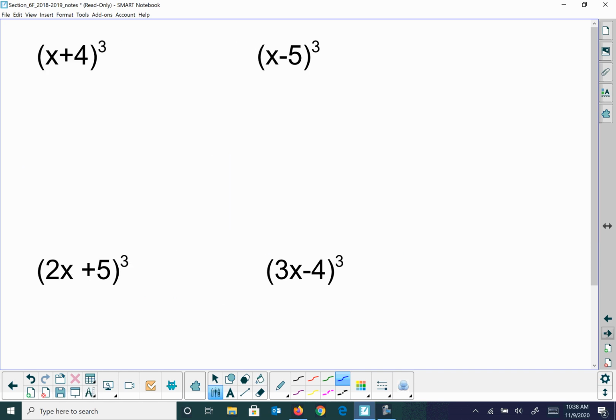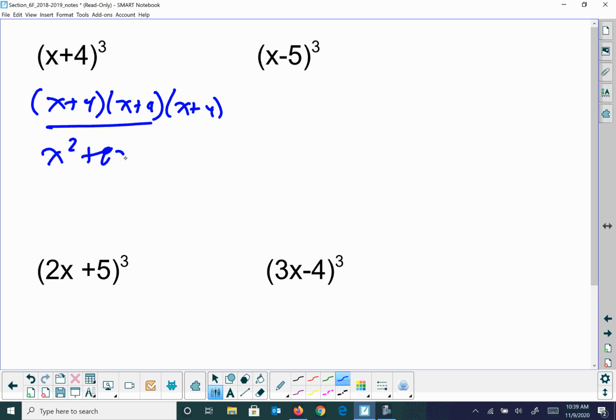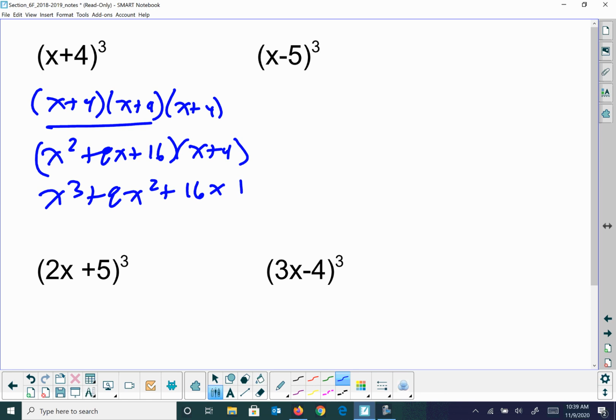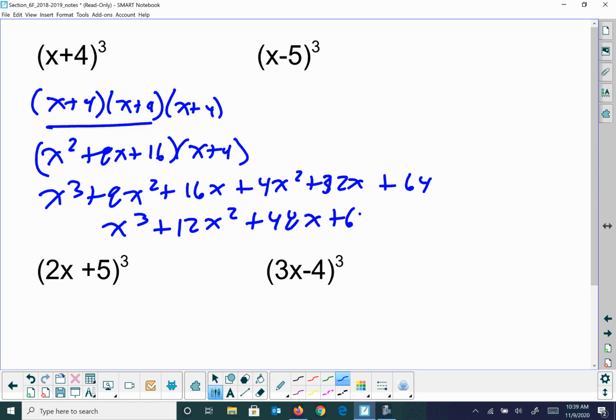All right, these are all going to be done the same way. You're just going to multiply out x plus 4 times itself 3 times. Do the math where you pick the first two, and then multiply by the last term. Was that 32x? 64. Combine like terms. So on and so forth, okay?